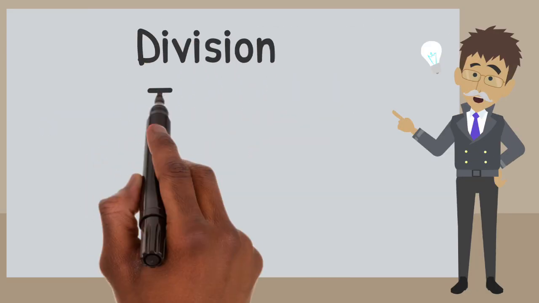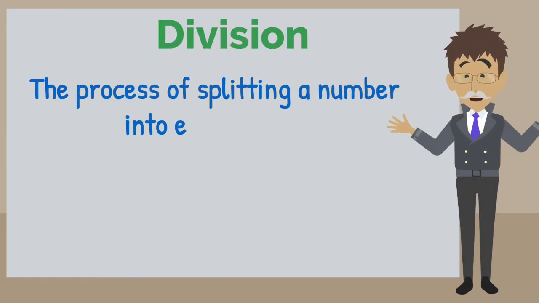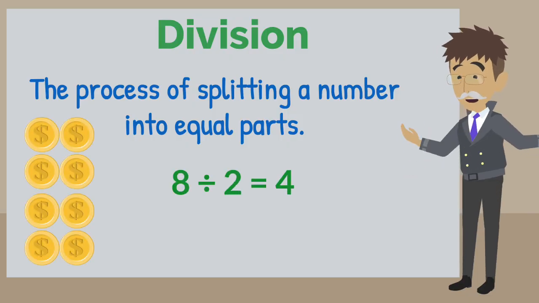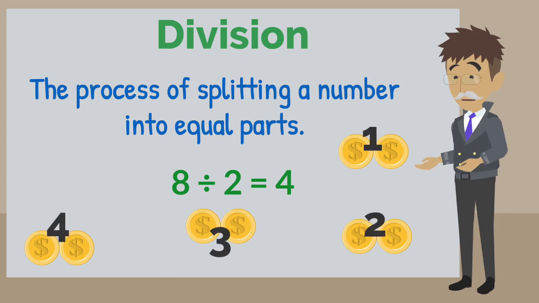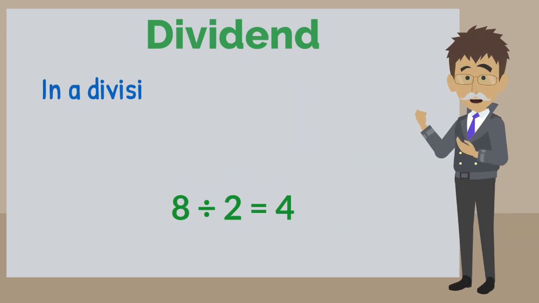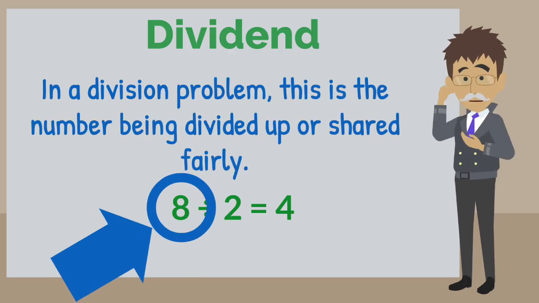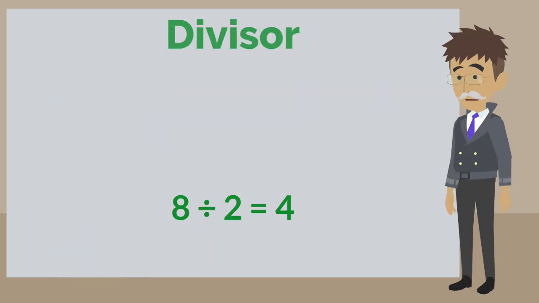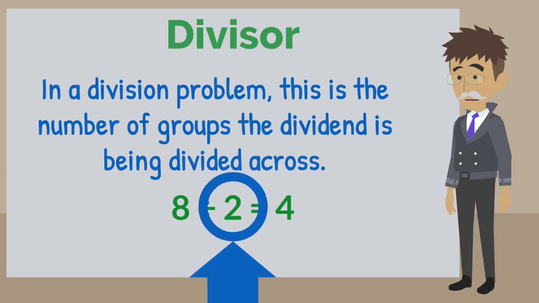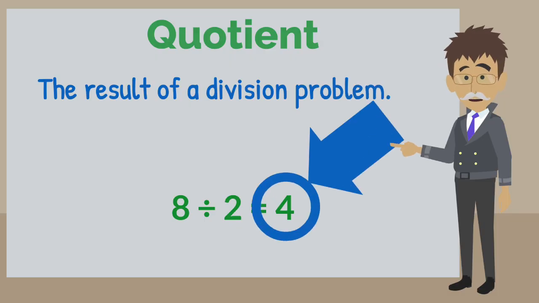Our final operation is division. Division. The process of splitting a number into equal parts. For example, 8 divided by 2 equals 4 because 8 divided into groups of 2 makes 4 groups. Dividend. In a division problem, this is the number being divided up or shared fairly. Divisor. In a division problem, this is the number of groups the dividend is being divided across. Quotient. The result of a division problem.